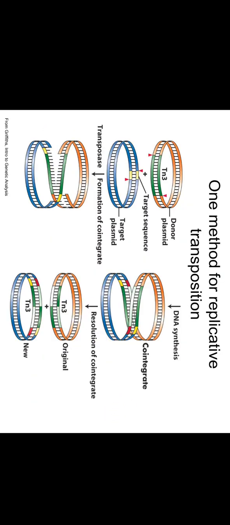How do transposons replicate? First of all, they integrate into the donor plasmid and then form a cointegrate with the target plasmid with the help of transposase enzyme. Then DNA synthesis will occur and resolution of the cointegrated donor plasmid and target plasmid will occur, resulting in the original as well as a new Tn3 transposon.